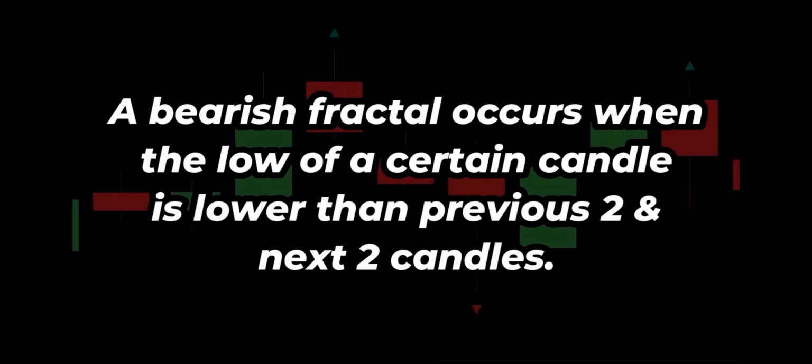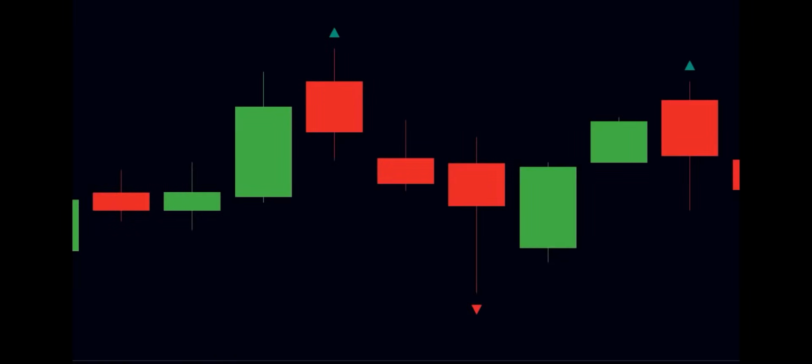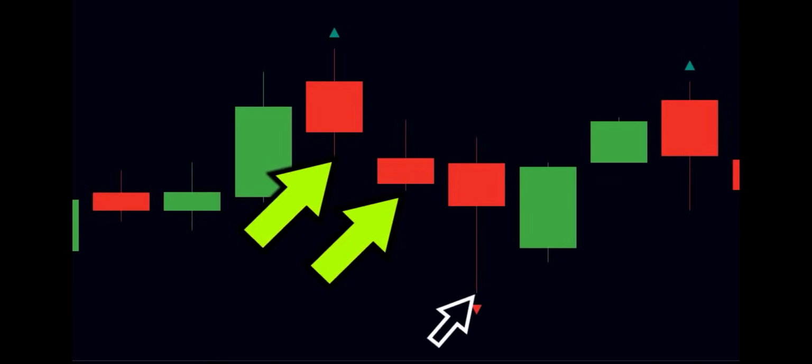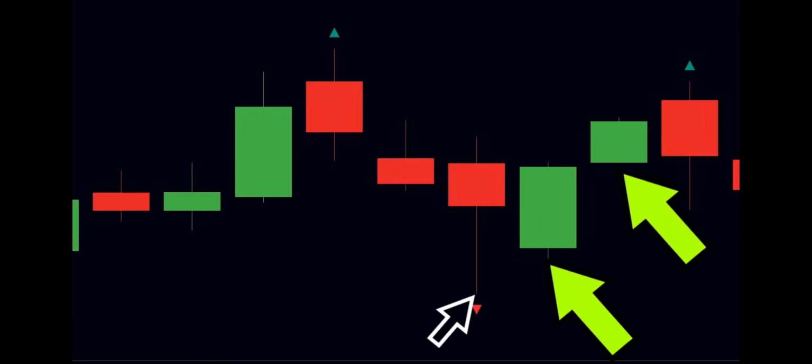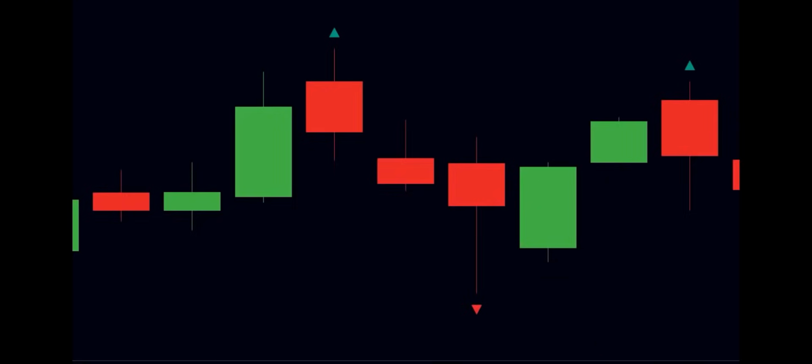Similarly, a bearish fractal is created when the low of a certain candle is lower than the previous 2 candles and the subsequent 2 candles. For instance, the low of this candle is lower than the previous 2 candles. And the low of this candle is also lower than the next 2 candles. So this is a bearish fractal.